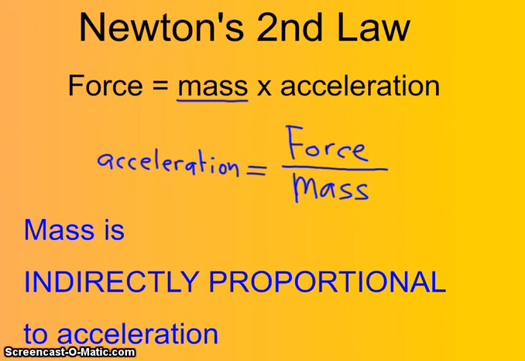Imagine a 10 Newton force on a 10 kilogram object. Force, 10, divided by mass, 10, gives you an acceleration of 1. If we increase the mass to 100 kilograms, but keep the force the same, we can see that 10 divided by 100 would equal 1/10. So by increasing the mass, we actually decrease the acceleration. That's an indirect proportionality. That's what we call that.